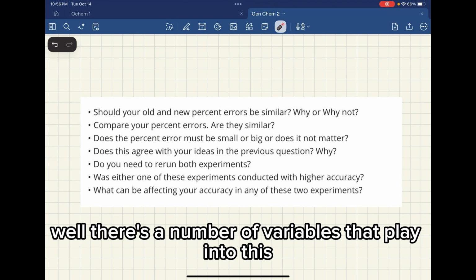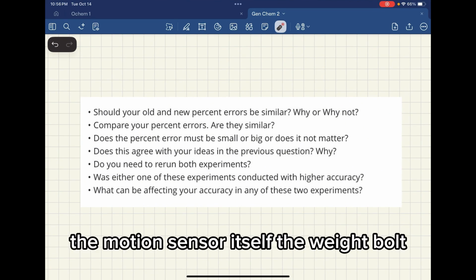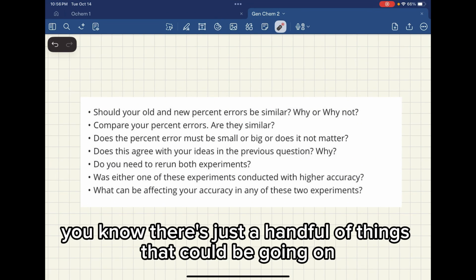And then what could be affecting the accuracy in these two experiments? Well, there's a number of variables that play into this. There's the kinetic friction, the motion sensor itself, the weight boat, there's just a handful of things that could be going on.